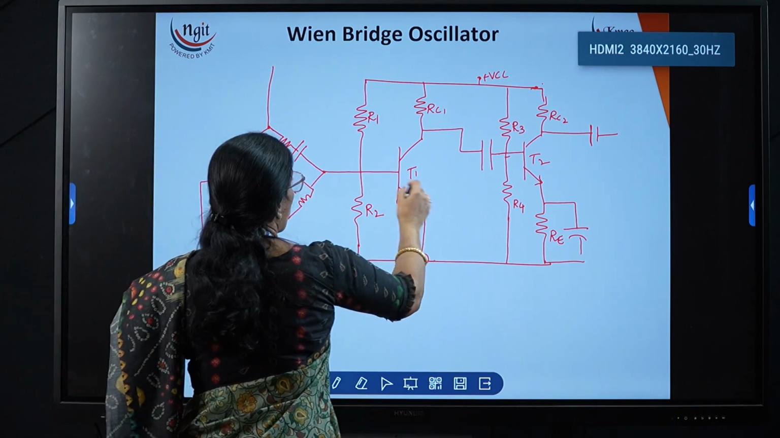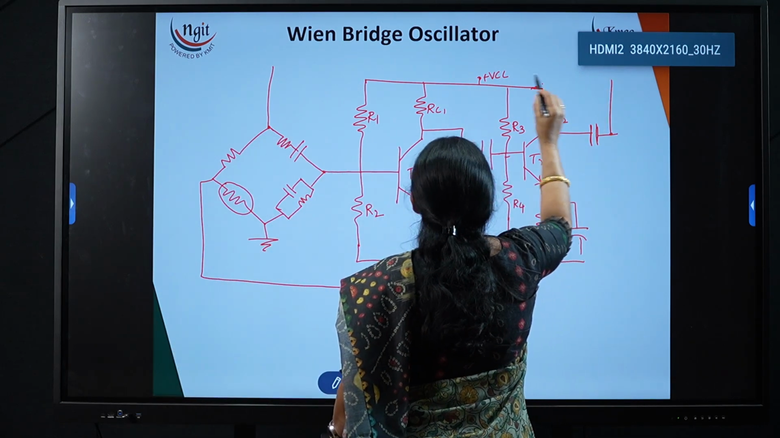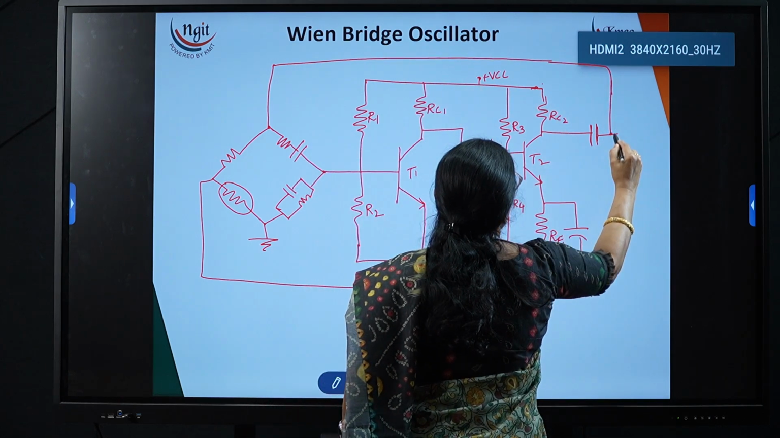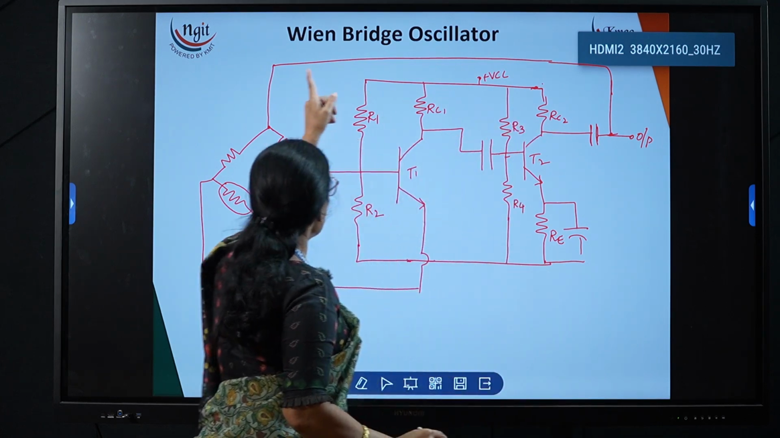Now from the output we need to give the feedback, meaning what? Output we have to apply to the input. Now here we are taking the output. So the output I applied to the bridge.